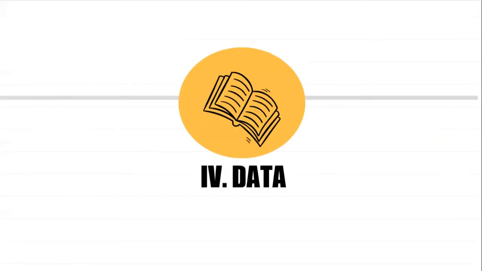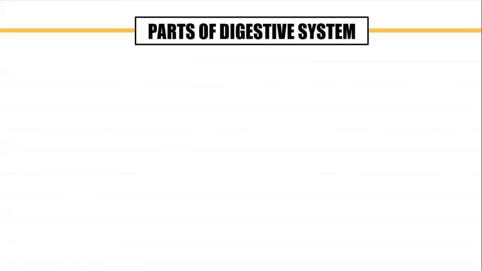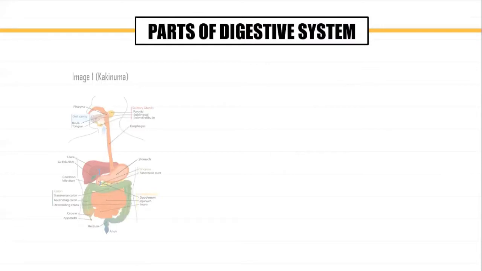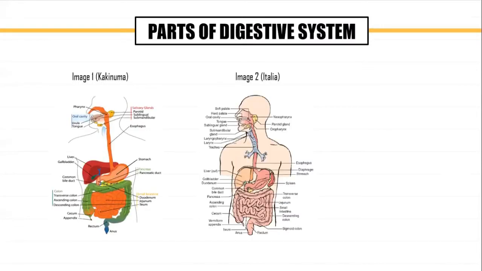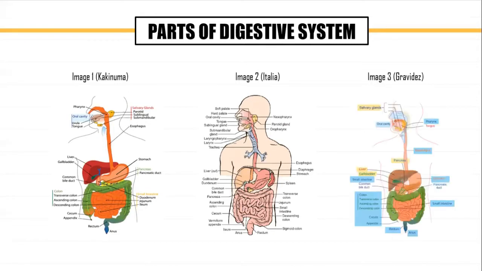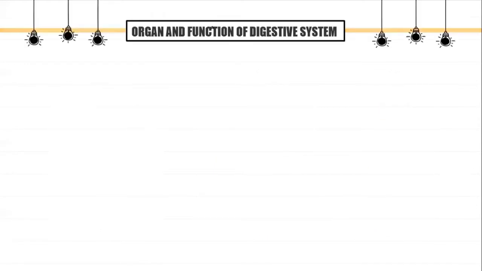These are the data. First is the parts of the digestive system. This shows the image of the digestive system and the organs that can be found inside the digestive system. Next are the organs and the functions of the digestive system. First is the salivary glands.